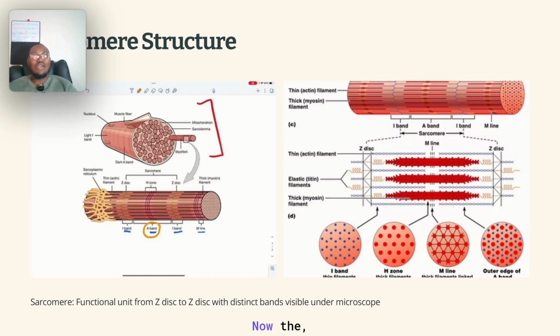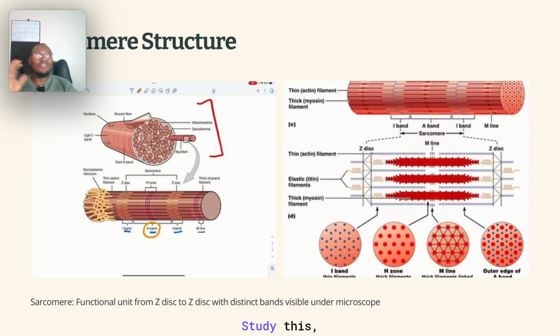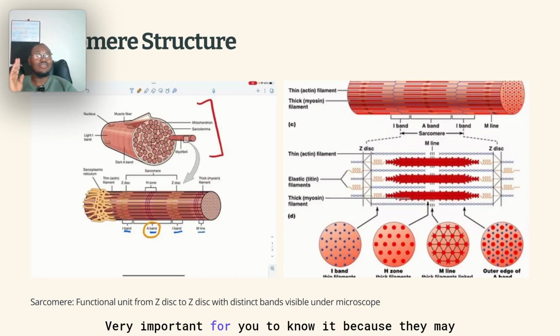All right? Now, the elastic filaments also attach themselves to the Z disc, as well as the thin filament. So this is the thin filament. This is the thin filament. This is the elastic filament. And this is the thick filament. The thick filament is myosin. The thin filament is actin. You need to study this. Take your time. Study this diagram. Very important for you to know it.